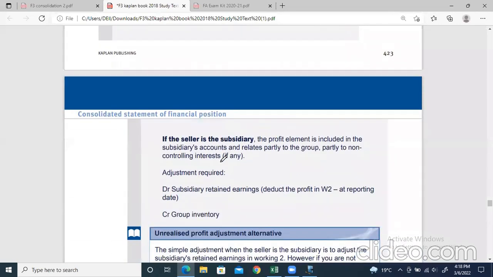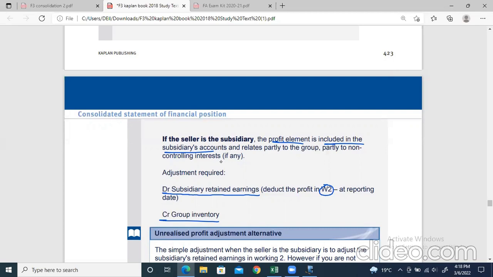Now when the subsidiary is the seller, what happens is the profit element is included in the subsidiary accounts, obviously, because now the subsidiary is the owner of the profit. Now what is the adjustment in this case? Debit subsidiary retained earnings, which is basically working 2, right? And credit group inventory. So here basically there are 2 separate cases, and the thing that I told you, that working 2 is dedicated to subsidiary, working 5 is dedicated to parent, comes into place right here.